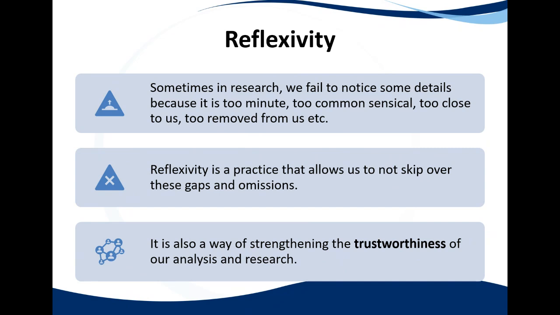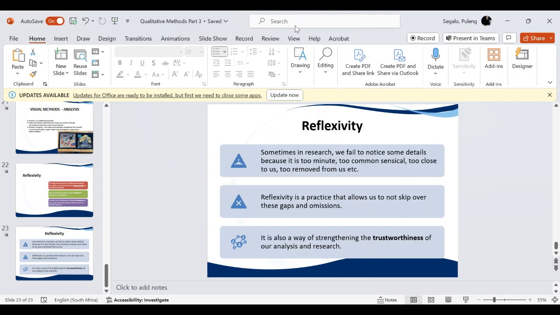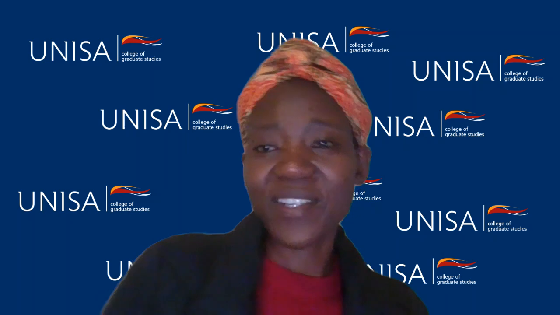And again, how do you ensure trustworthiness? Reflexivity also assists in this. It's a way of strengthening the trustworthiness of our analysis and our research. And that brings me to the end of that presentation. So I'm going to come back to you now, and we can use the rest of the time we have together to have a conversation around some of the things that stood out for you.